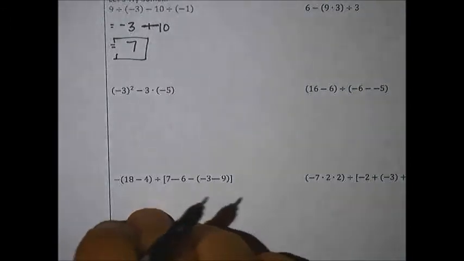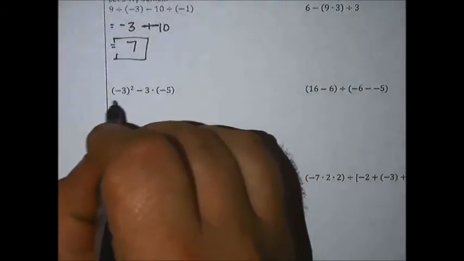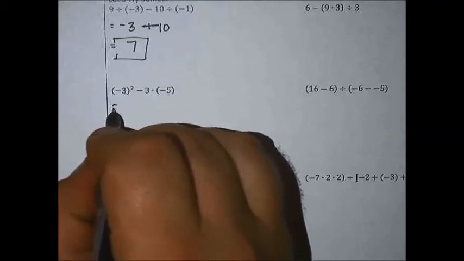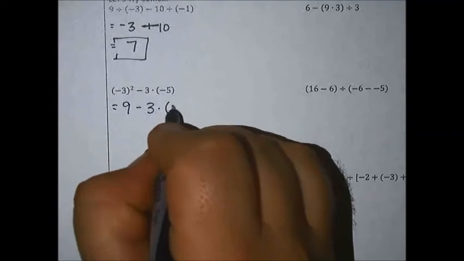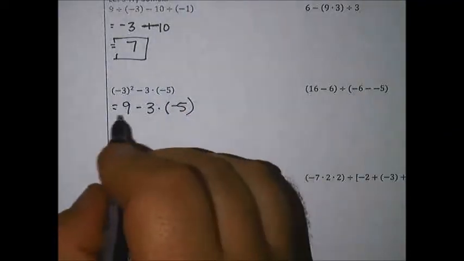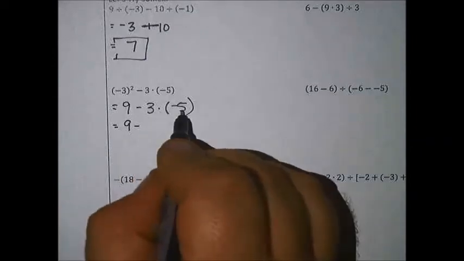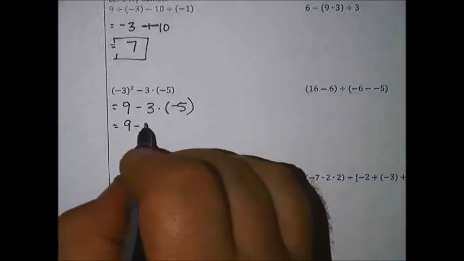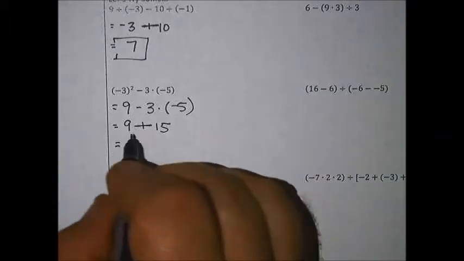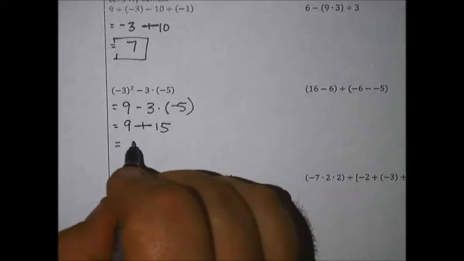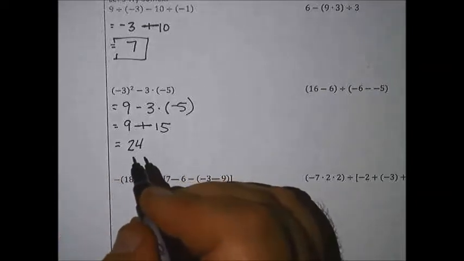Let's work our way down here. Let's see, I have negative 3 squared. Negative 3 times negative 3 is a positive 9. Minus, I'm going to write the rest of it. Here we go. Okay, so I have 9 minus 3 times negative 5. That's going to be a negative 15. I have that double negative going on again. And 9 plus 15 is 24. Okay, 24.